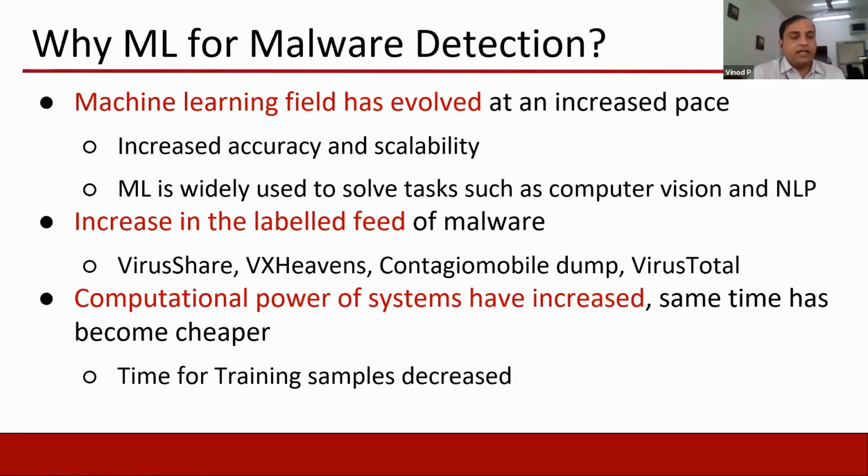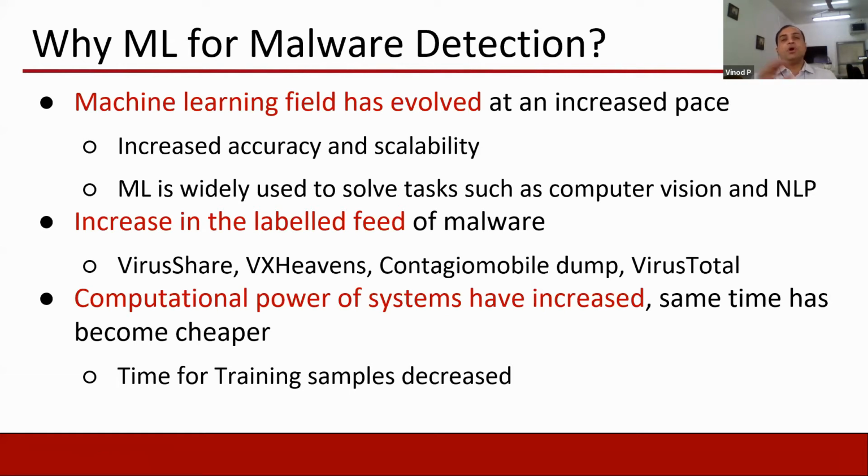Recently, there is profound research happening on malware detection using machine learning. So why has machine learning been used in this field? Because we have witnessed that machine learning has been used in different domains. Particularly, it has gained popularity in computer vision and natural language processing, and these are systems providing high accuracy, intelligence as well as scalability.